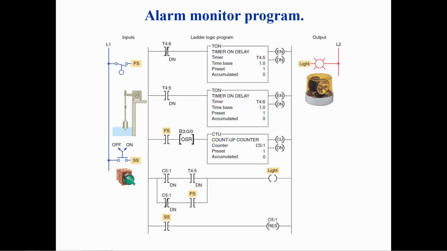Therefore, the T4:5 done bit will be turning on and off every second. The counter done bit will be a 1 the first time the float switch contacts close. The alarm light will flash after the float switch closes and continue to flash until the SS switch resets the counter. If the float switch is closed when the counter is reset, the light will turn on solid.